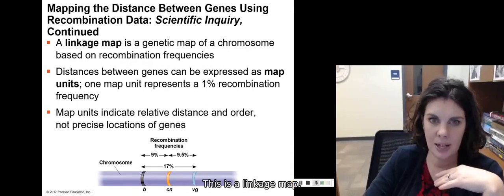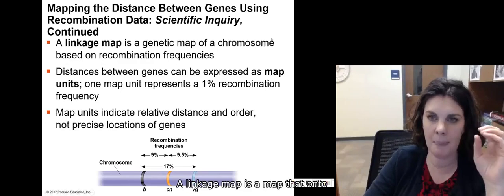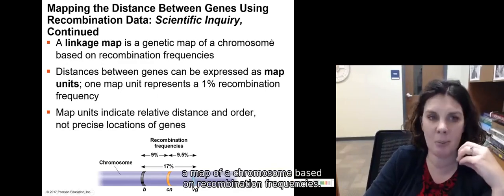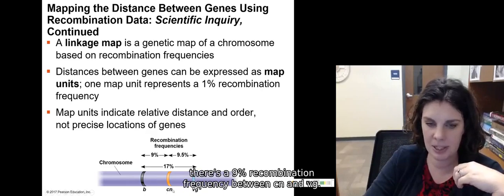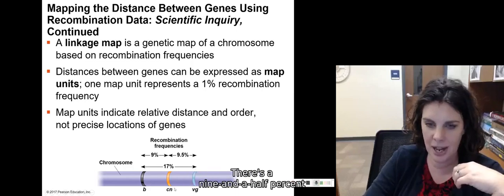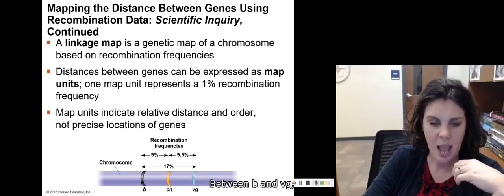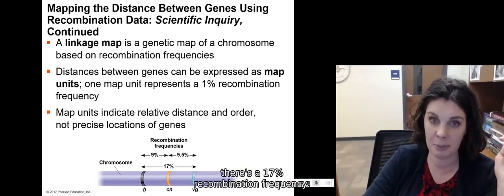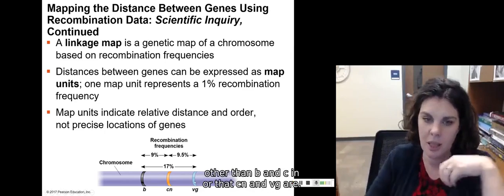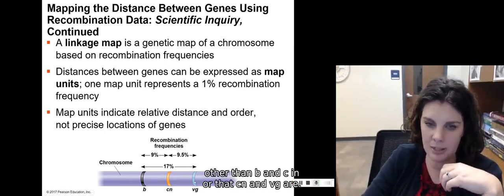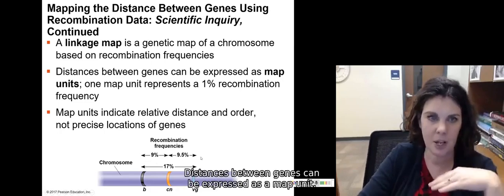So here, this is a linkage map. A linkage map is a map of a chromosome based on recombination frequencies. Between gene B and gene CN, there's a 9% recombination frequency. Between CN and VG, there's a 9.5% recombination frequency. And between B and VG, there's a 17% recombination frequency. This bigger number tells you that B and VG must be further apart from each other than B and CN, or than CN and VG, okay?